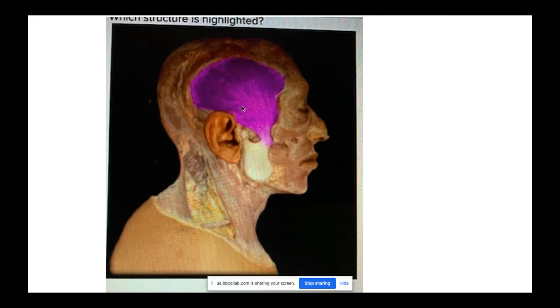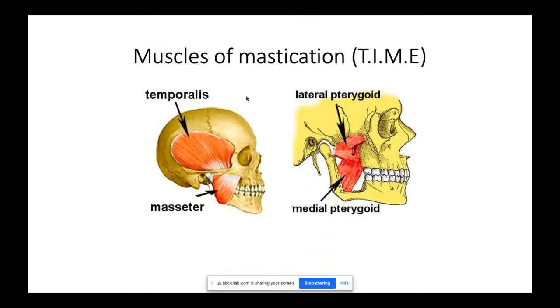I refer to them as the T.I.M.E muscles. And here they are, T.I.M.E. See what I wrote here, T.I.M.E.? Just think of it as it's time to eat. These are your chewing muscles. Mastication means chewing. The T is for temporalis. The M is for masseter, which is here. So then what is the I and the E? The I and the E are the lateral pterygoids and medial pterygoids.